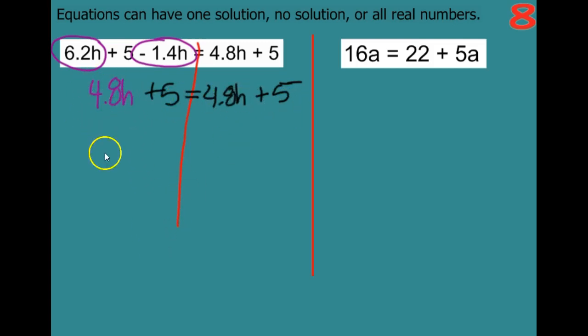But I'm going to move all my letters to the same side. If I subtract 4.8h, those eliminate and those eliminate. 5 is equal to 5. It might be easier to see if there's just one number on each side. This is what we call all real numbers, or an identity.